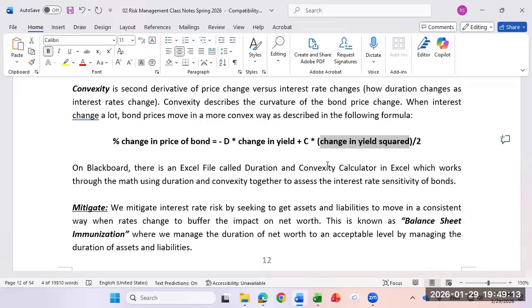One of my students, if any of you are interested in this, email me. One of my students built an internet site that shows you directly how duration and convexity work. It has the convexity formula in it. If you want to just see it, it's a really interesting site. You can actually see convexity.